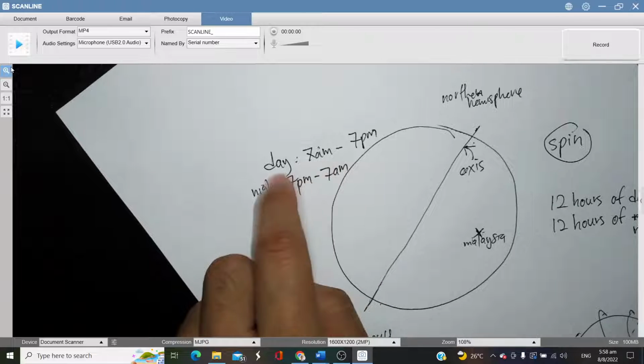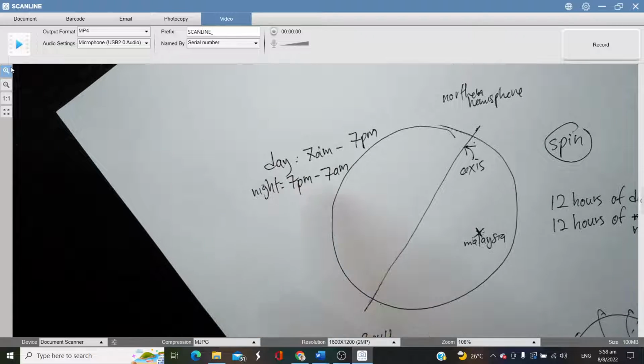So day and night, every day until next year. If you experience 365 days, what happened? Meaning the Earth has completed one revolution, which is traveling in the orbit around the Sun.